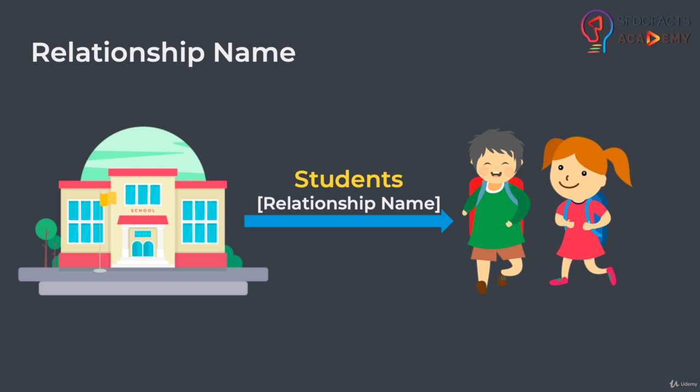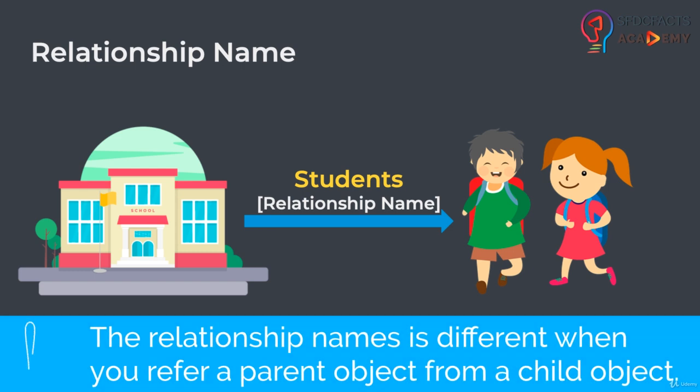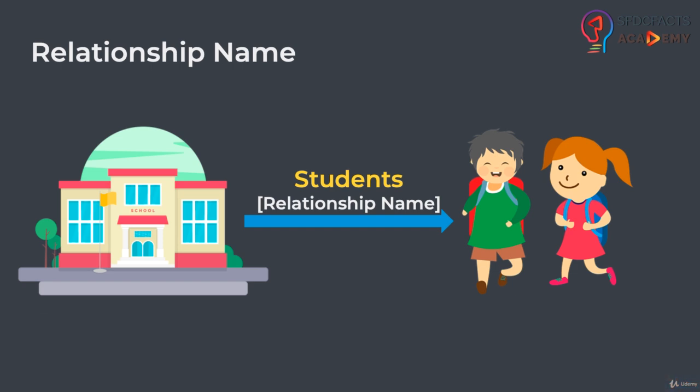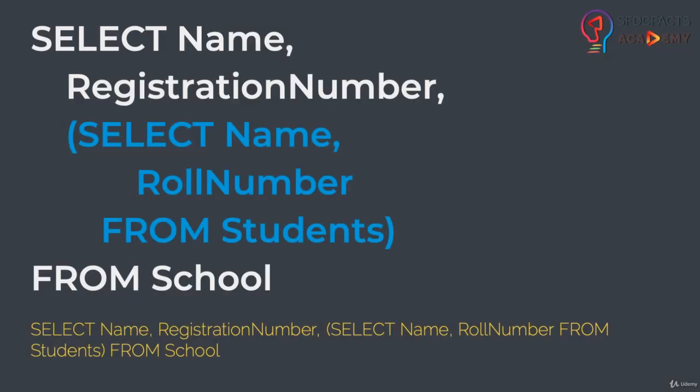Keep in mind, this relationship name is only valid when you are reaching out to the student object from your school object. That means from parent to child object. If you do it vice versa, then this relationship name can be different. For now, let's see how we can use this relationship name to fetch all the student records from a school object record. So here we have our SQL query. At first glance, it may look scary, but we will break it down and understand how we have written this SQL query.